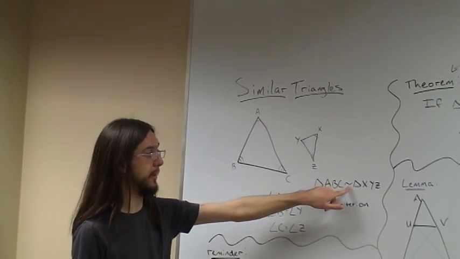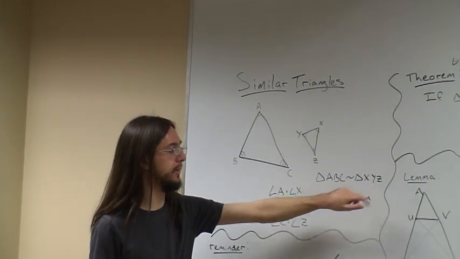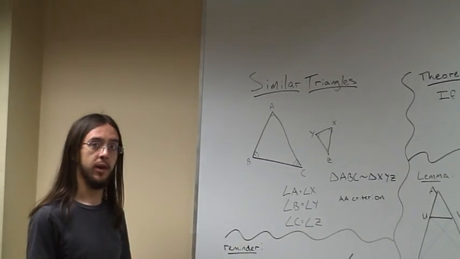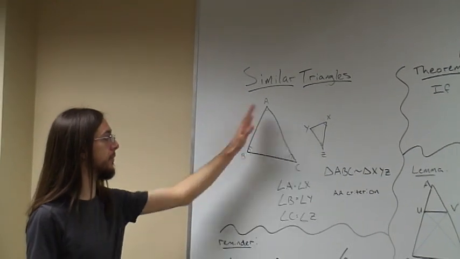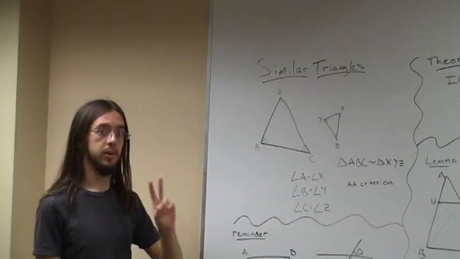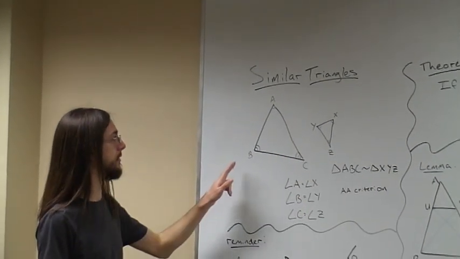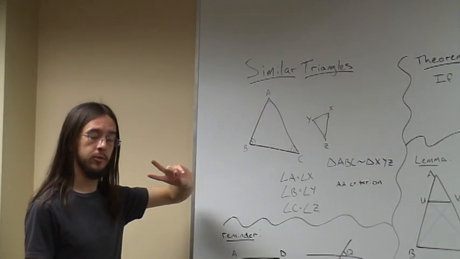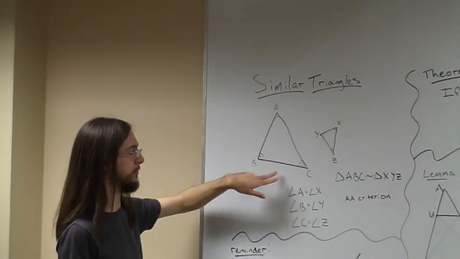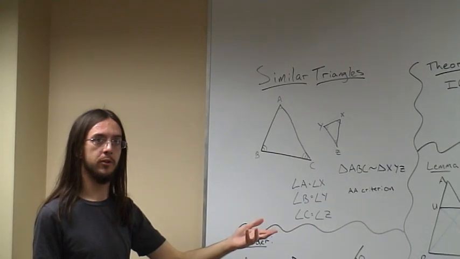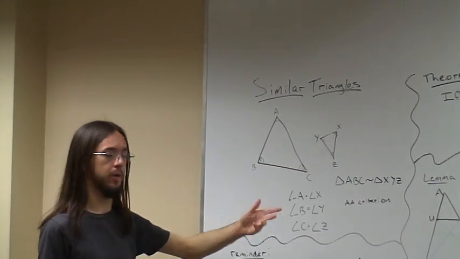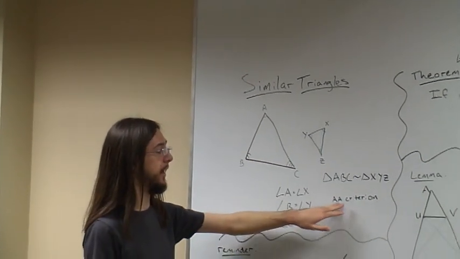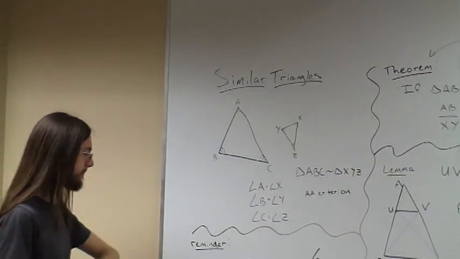Triangle ABC is similar to triangle XYZ. And since triangles have 180 degrees in total in all of their angles, we only need to know two angles to be equal to determine whether two triangles are similar, since we can just subtract the other two angles from 180 to figure out the other one. This is called the AA or angle-angle criterion.